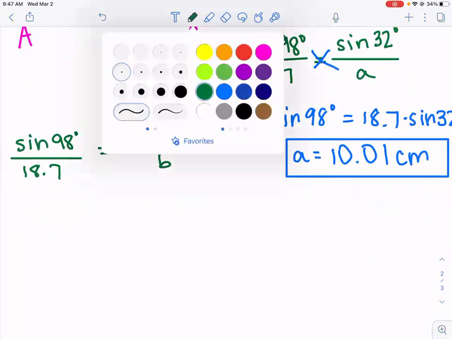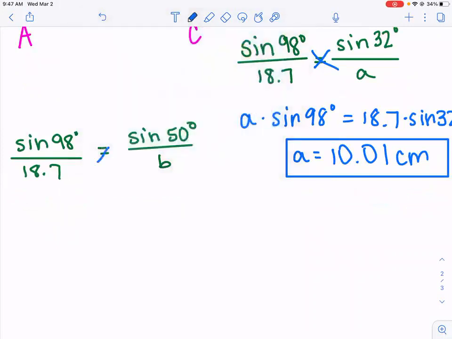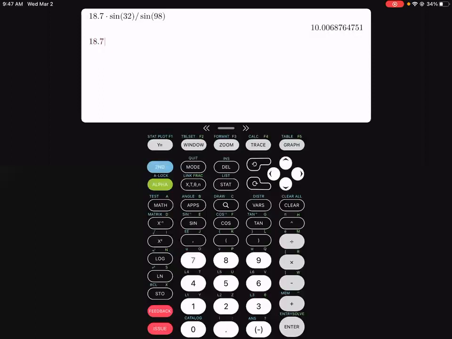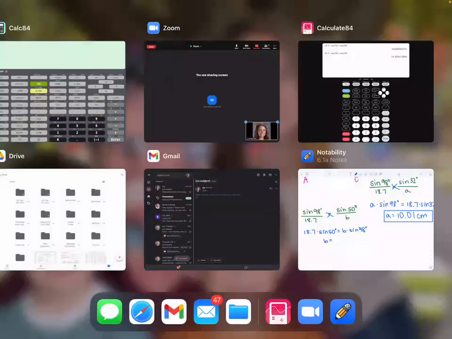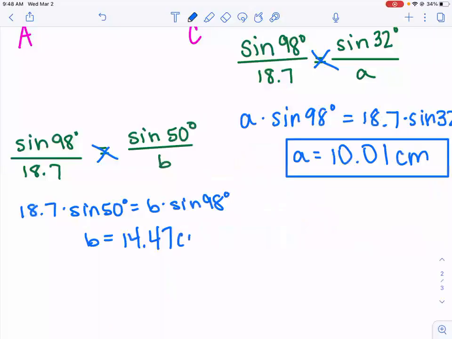Okay. So here, when we cross multiply, we have 18.7 times the sine of 50 degrees equals B times the sine of 98 degrees. And if we divide the sine of 98 degrees over, 14.47 centimeters. That sound good? Doesn't feel good to use your calculator again.